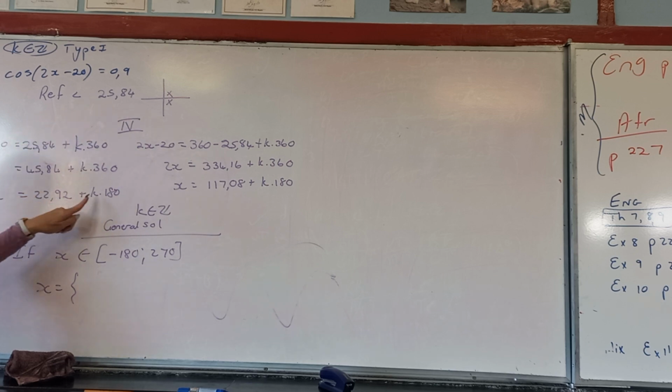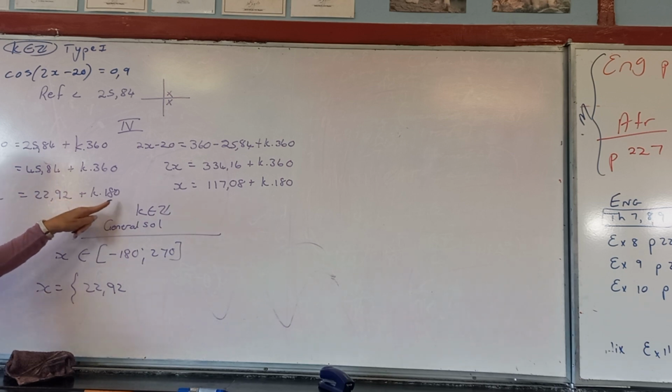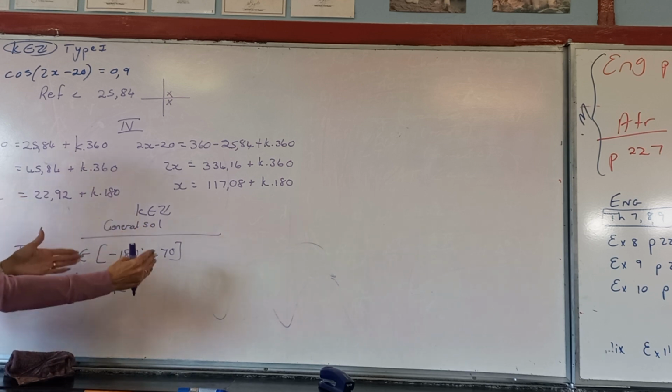First answer would be if k is 0. The answer is 22,92. Are you with me? That would be an answer. And then I will add 180. 1 times 180, 2 times. So basically you're just going to take your calculator and say 22,92 plus 180 plus 180 plus 180 plus 180. But you've got to stop where they say you must stop.